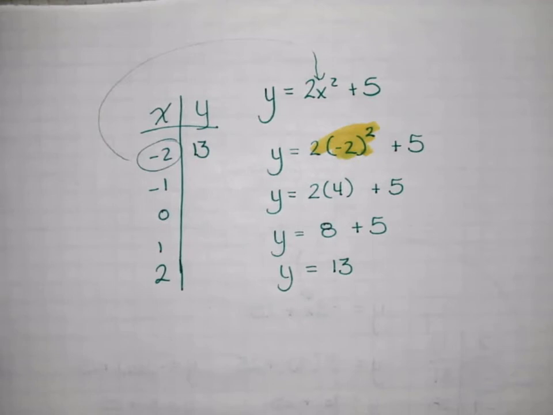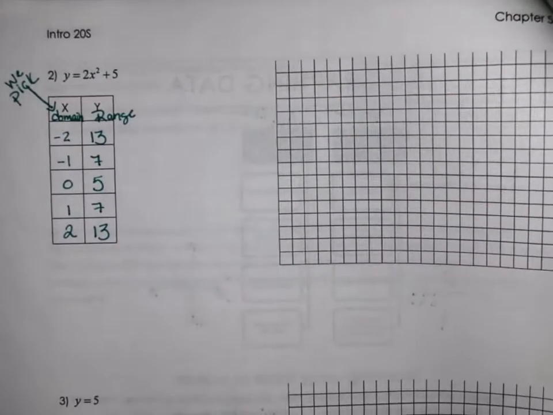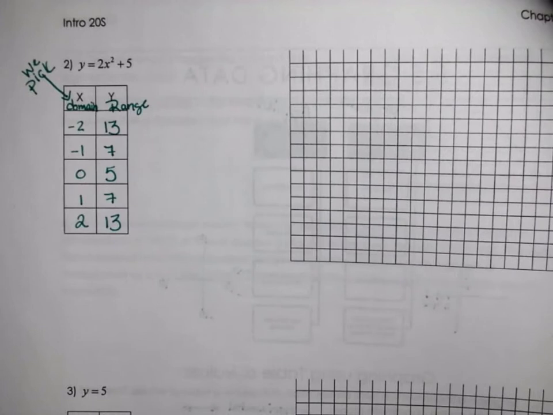Did anybody do 0? Karen, did you guys do it? Jess, you did it? What did you get? 5. Beautiful. Okay. You guys were supposed to do positive 1. What did you guys get? Perfect. 7 is correct. You guys were positive 2. What did you get? Steve? 13. You are correct. So that should be your table of values for this one.